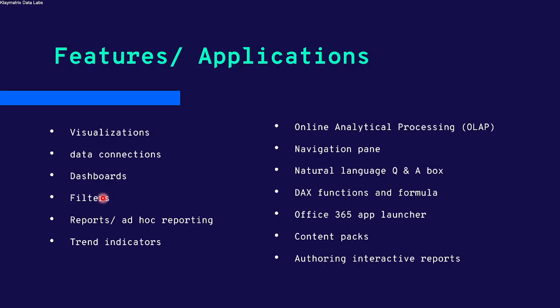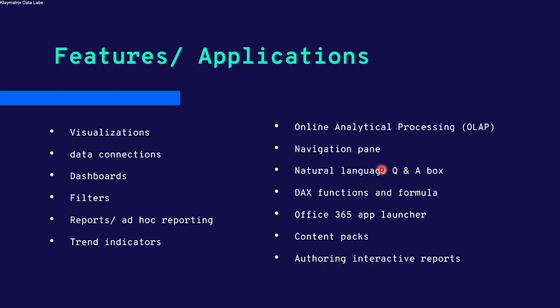For example, you want to show reports of only East region or West region or South region, or for a specific department, for HR, for finance or marketing, something like that. To create reports or some ad hoc reports, trend indicators or trend analysis, OLAP, online analytical processing, all these things, right? So I'm not going to talk about each one of them.